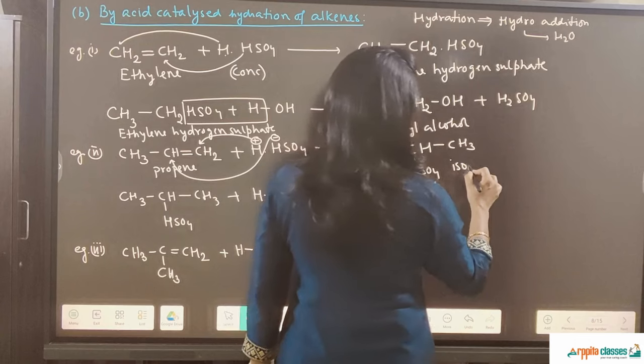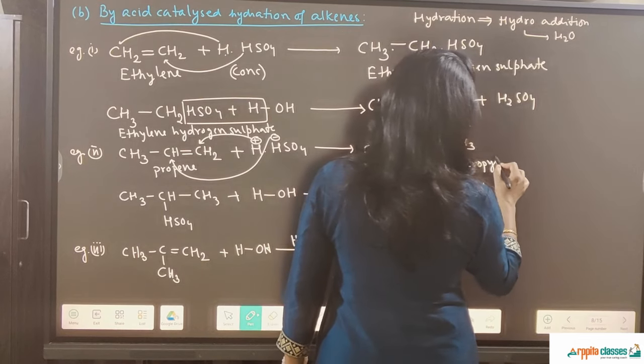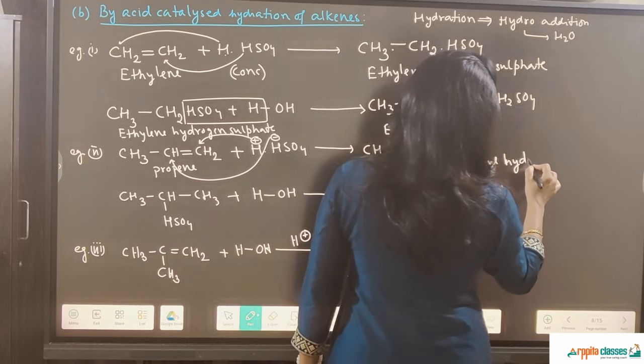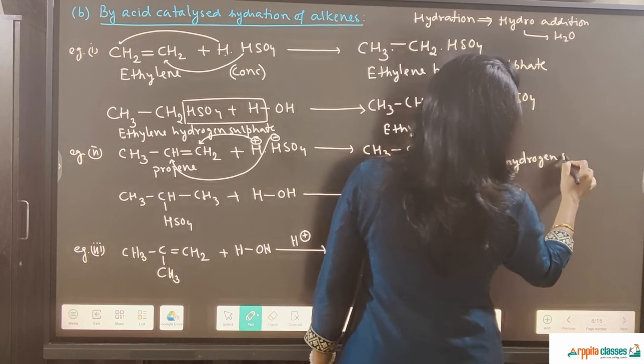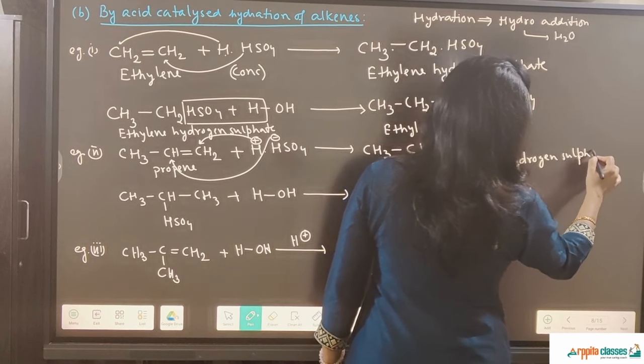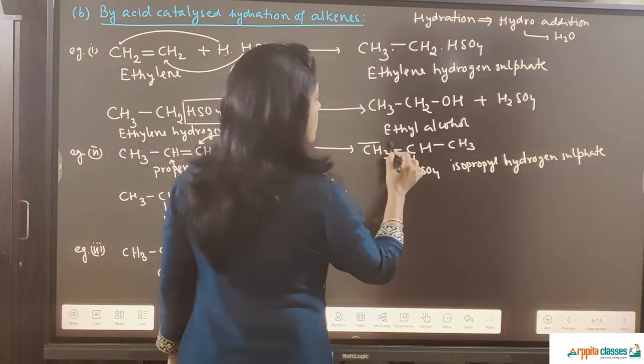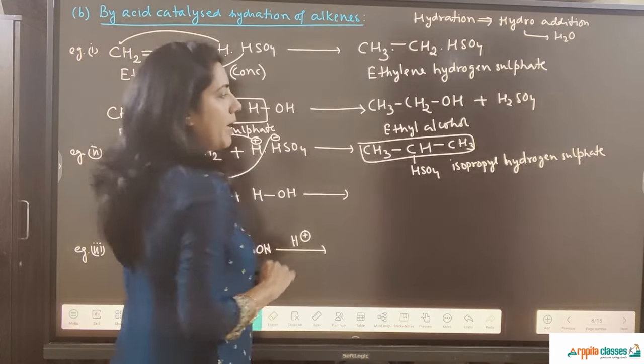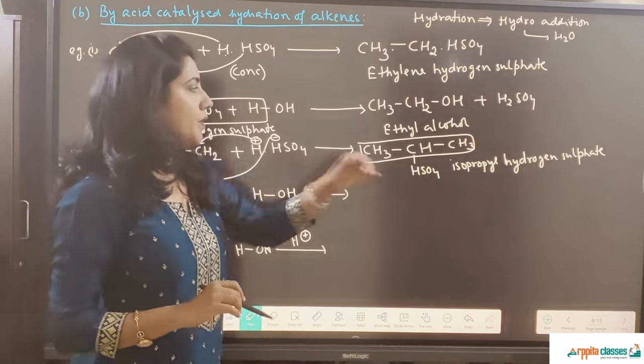The name of this compound is isopropyl hydrogen sulfate. Why is this isopropyl? Because all of you know that this group is called the isopropyl group. So this is isopropyl hydrogen sulfate.